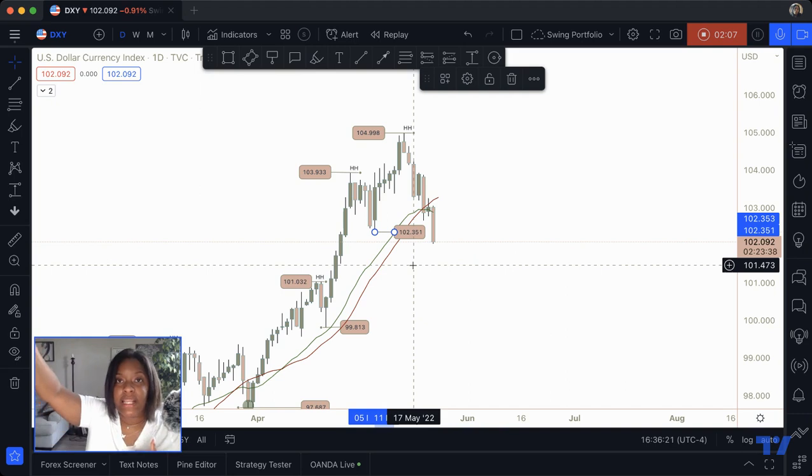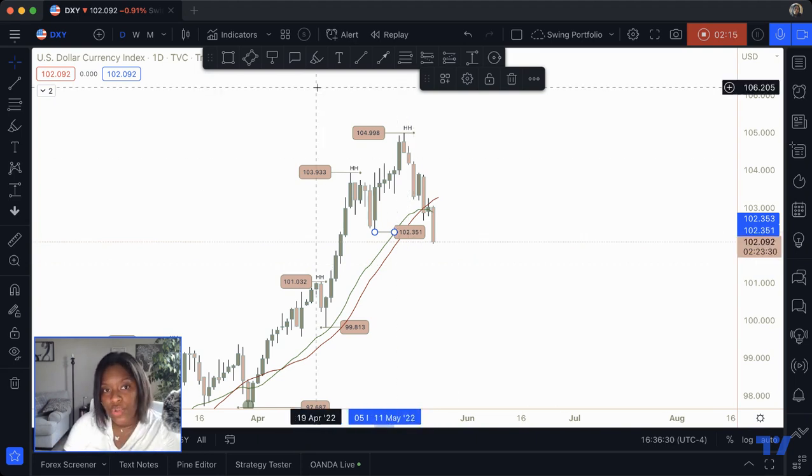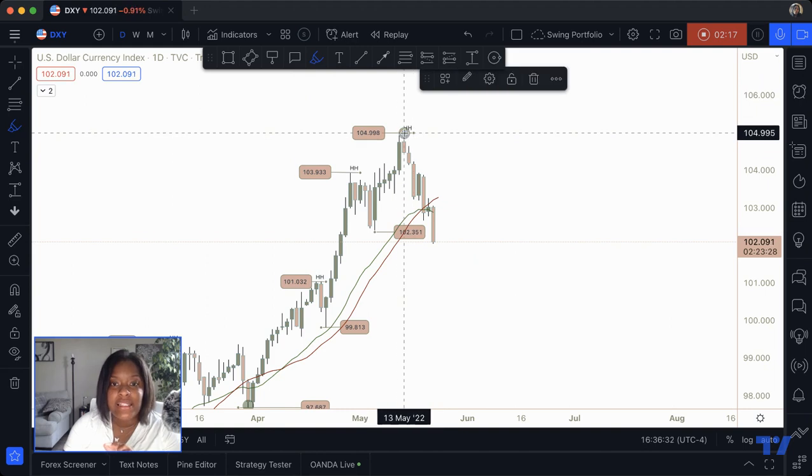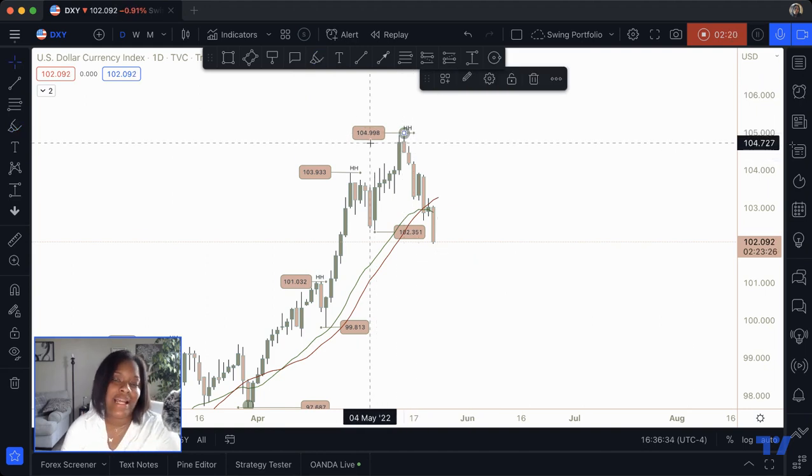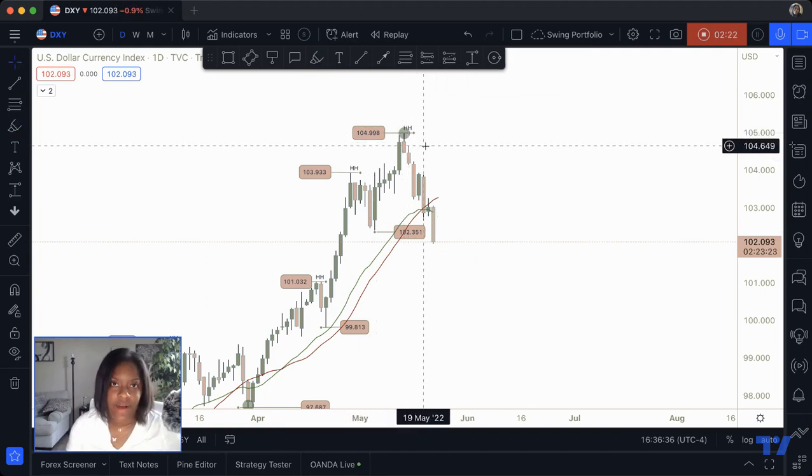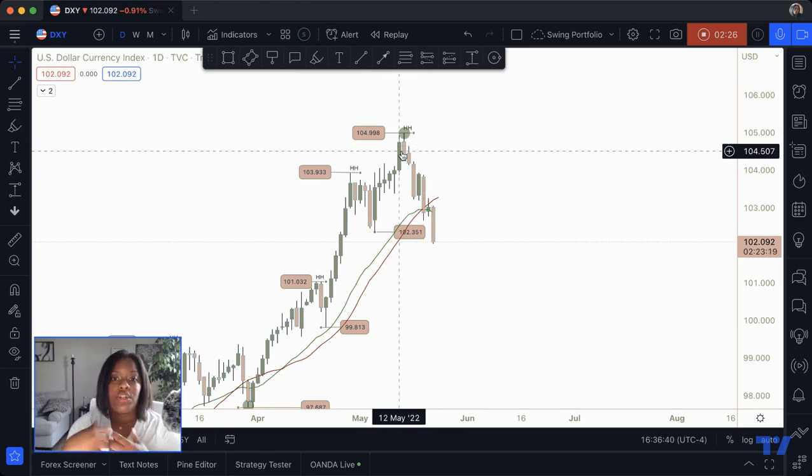So now instead of being the buyer, because price has been in an uptrend all this time, your mind should change. It is now time for me to be the seller. In order for you to remain the seller, price needs to stay below 104.998, or basically 105, so $105. Okay. So this is where you're going to put your structure on the chart.